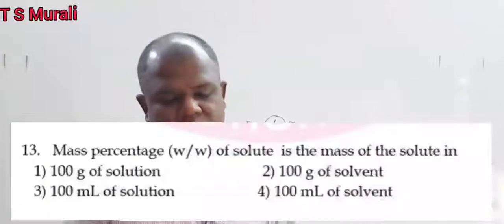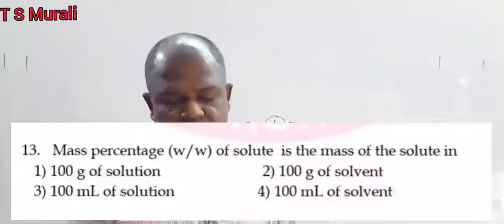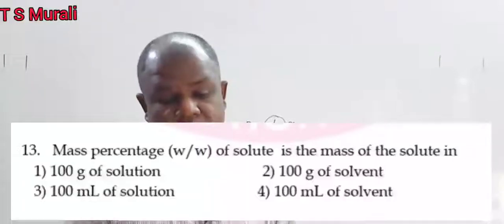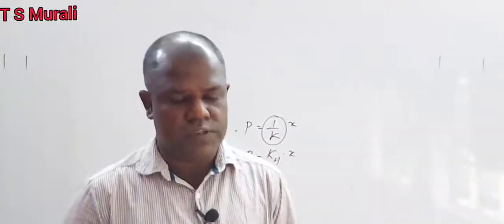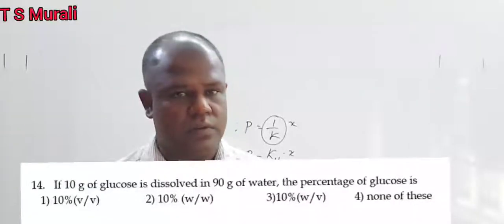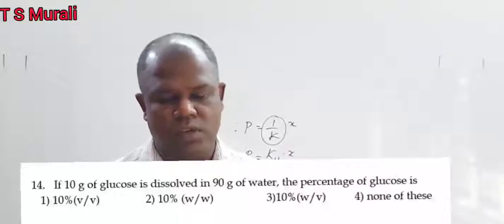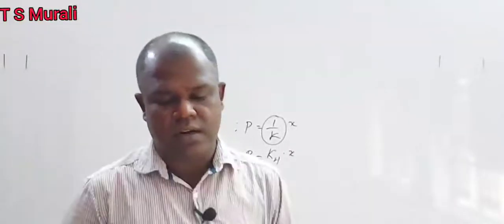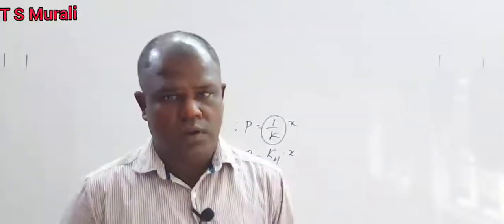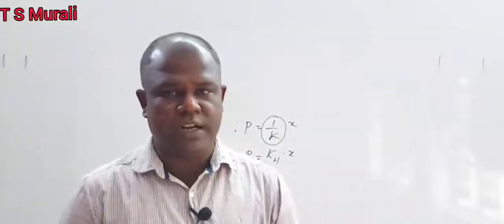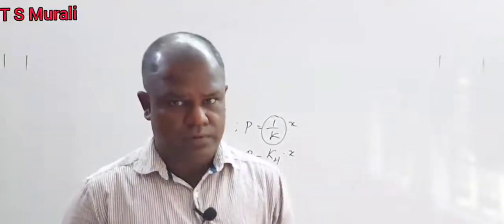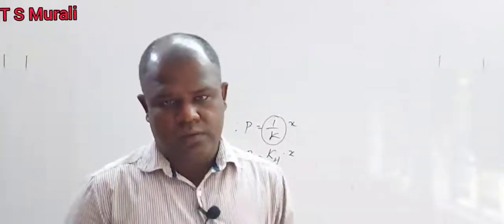Question number 13. Mass percentage W by W, that is a way of representation, is the mass of the solute in 100 gram of the mixture, 100 gram of the solution. The answer is 10 gram glucose dissolved in 90 gram of water. That means total 100 gram: 10 gram glucose, 90 gram water means total mixture 100. The percentage of the glucose is 10 percent W by W. Imagine 10 gram of glucose present in a total of 100 gram of the mixture. That is the meaning of 10% W by W. Agree? The answer is there. Find it.